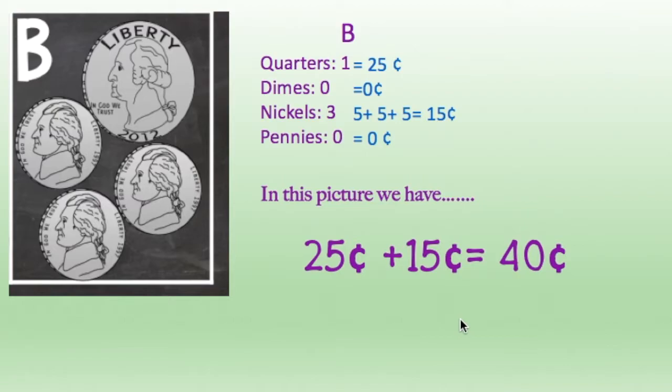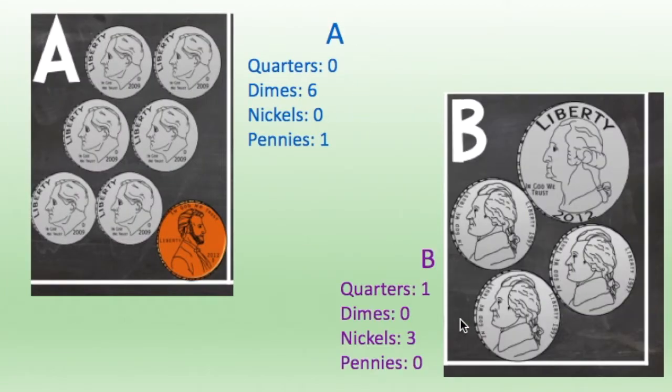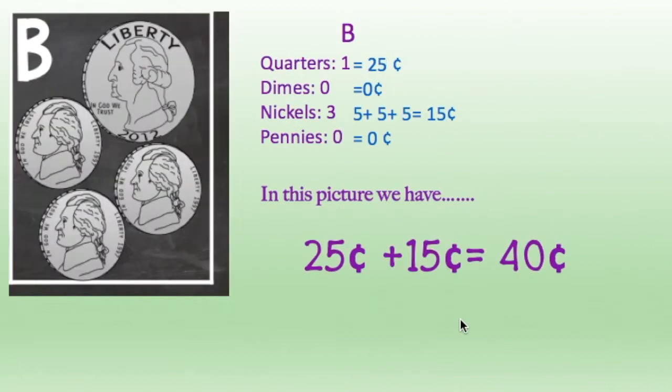Here, in our other pocket, remember this is the same pocket as before, the other side, B, we have 1 quarter, so 25 cents, no dimes, so 0 cents, 3 nickels, which is the same as 5 plus 5 plus 5, or 15 cents, and 0 pennies. So altogether, in this picture, we have 25 cents worth of quarters plus 15 cents of nickels, so 40 cents.